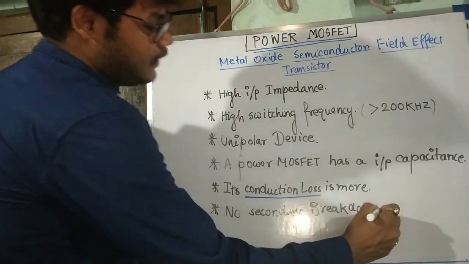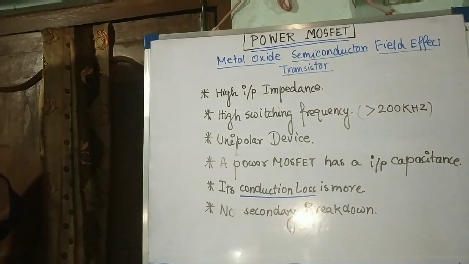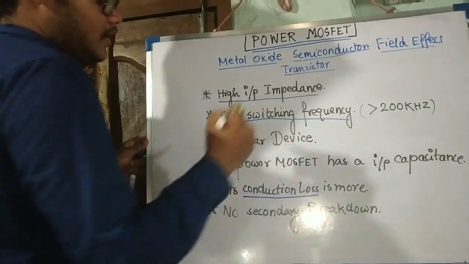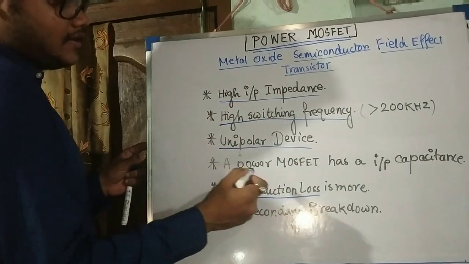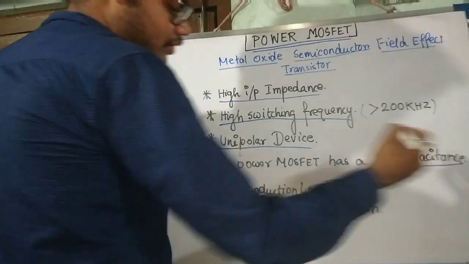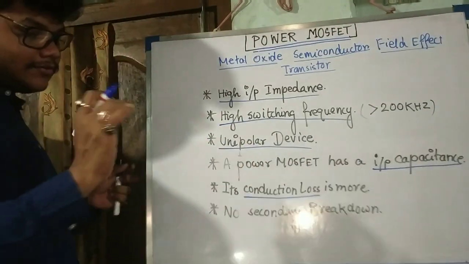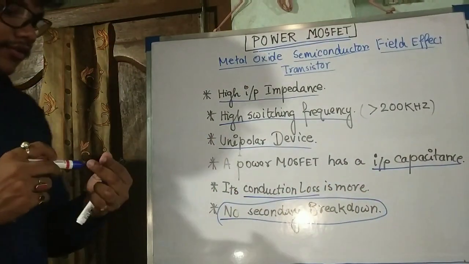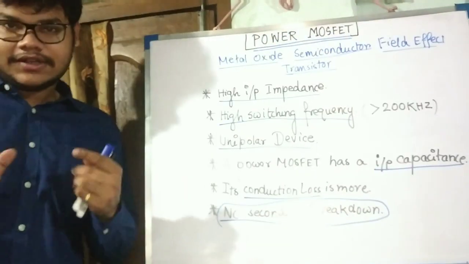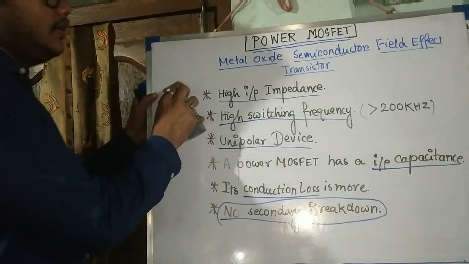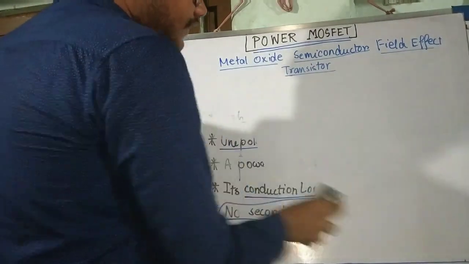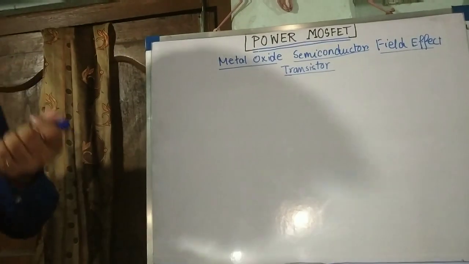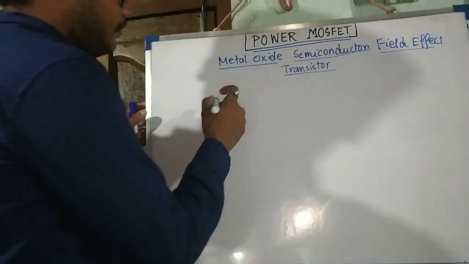So these are the key features of a power MOSFET. High input impedance. Next, high switching frequency. Next, it is a unipolar device. Next, it has an input capacitance. Next, its conduction loss is more. Next, it does not suffer from secondary breakdown. So, let us see the basic structure, the design structure of a power MOSFET. First, let me draw a normal low power MOSFET. Then we will see what modifications have been done for a power MOSFET.